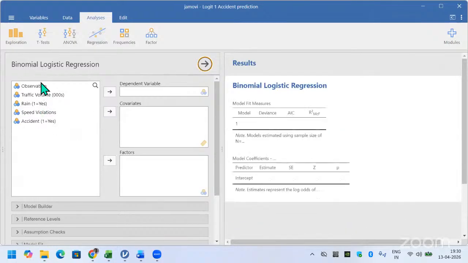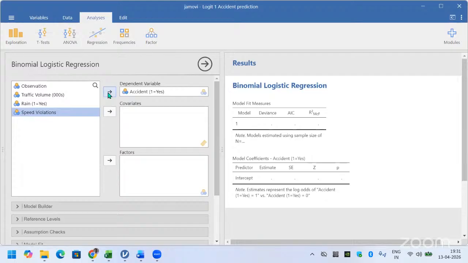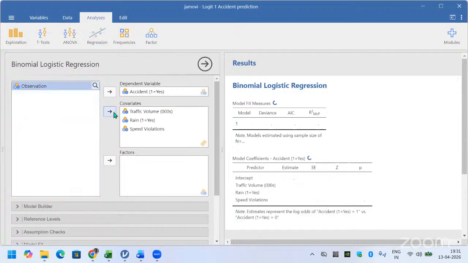Out of all these, accident is my dependent variable. Either traffic is impacting, or rain is impacting, or speed violations are impacting. So this is what I need to check. I'm taking accident as my dependent variable, where 1 means yes and 0 means there is no accident. That is my assumption. And I'm taking all three variables into my covariates, which are my continuous variables impacting the accident.